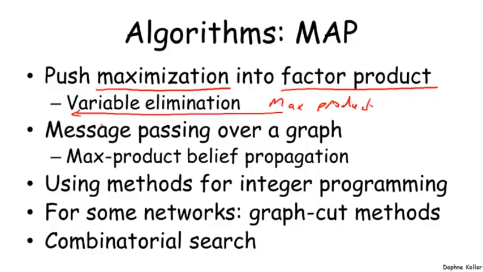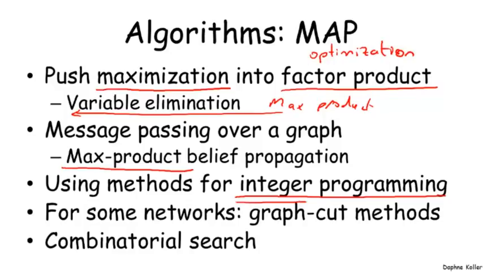We also have message passing algorithms, which again are a direct analog to algorithms for sum product, and they give rise to a class of algorithms called max product belief propagation. However, because the map problem is intrinsically an optimization problem, one can also call on techniques that are specific to optimization. And the class of such methods include methods that are based on integer programming, which is a general class of optimization over discrete spaces.